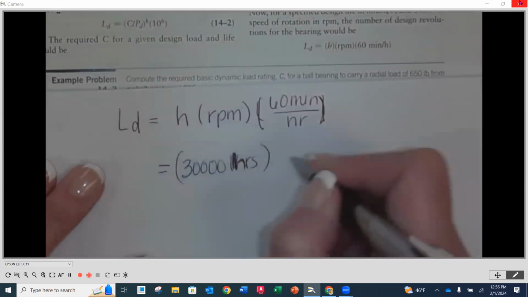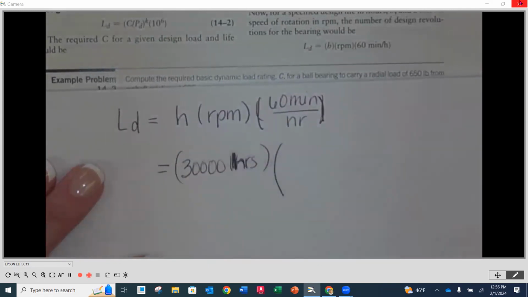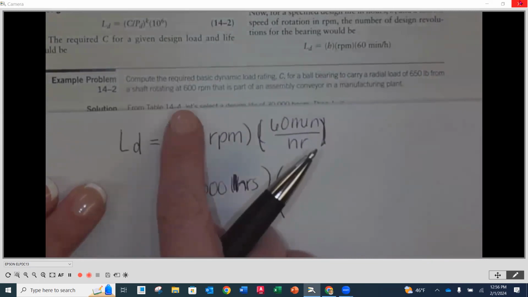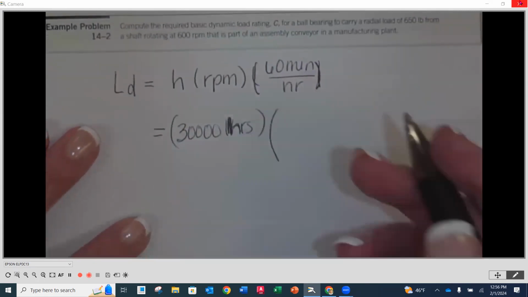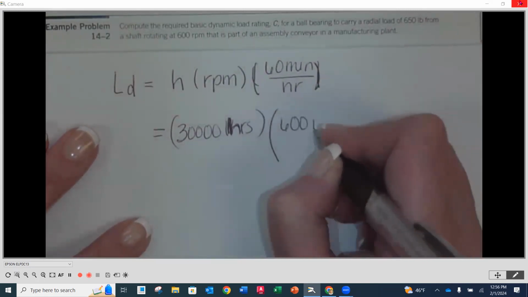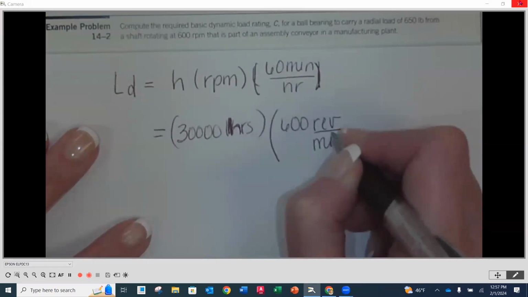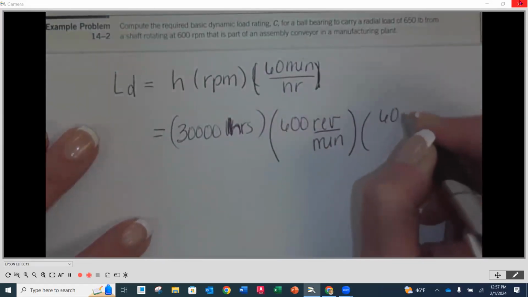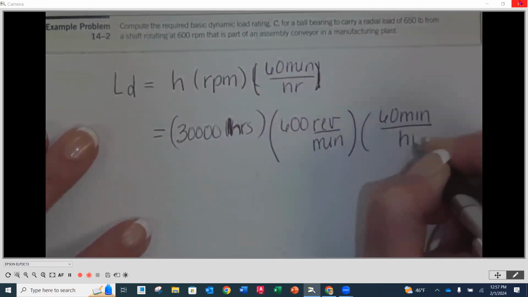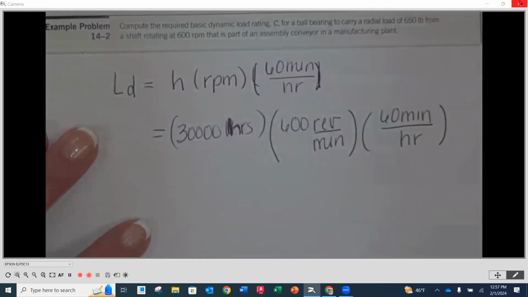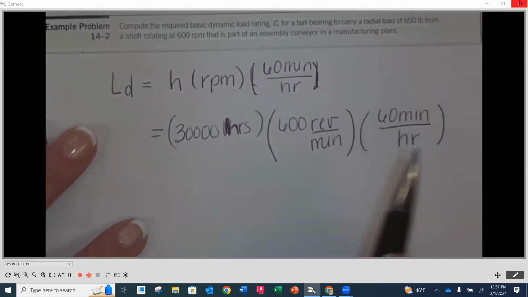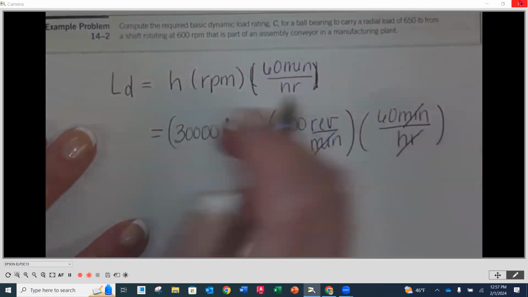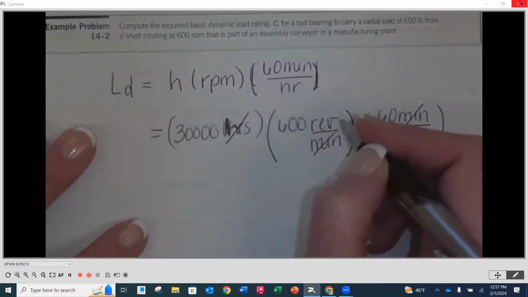Hours. And then we're going to multiply it by the revolutions per minute. Now, when we do revolutions per minute, don't write RPM. Our revolutions per minute is going to be 600. So we're going to write 600 with revolutions on top and minutes on the bottom. You have to write it out like that, because now we're going to multiply it by 60 minutes per hour. Notice when I multiply across the top and divide by the bottom, my units cancel for minutes and for hours, and I'm left with revolutions.